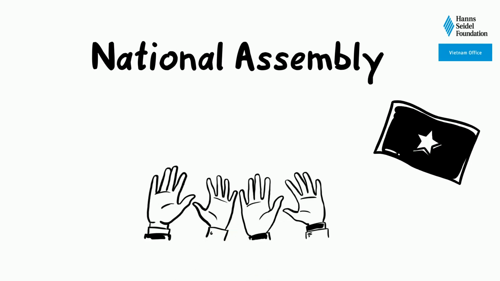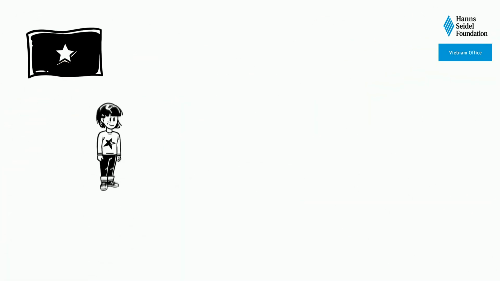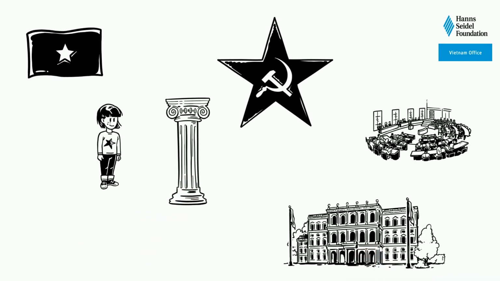Elections of the National Assembly of Vietnam. Vietnam holds a one-party system which is divided into three pillars: the Communist Party, the government, and the parliament of the country, known as the National Assembly.